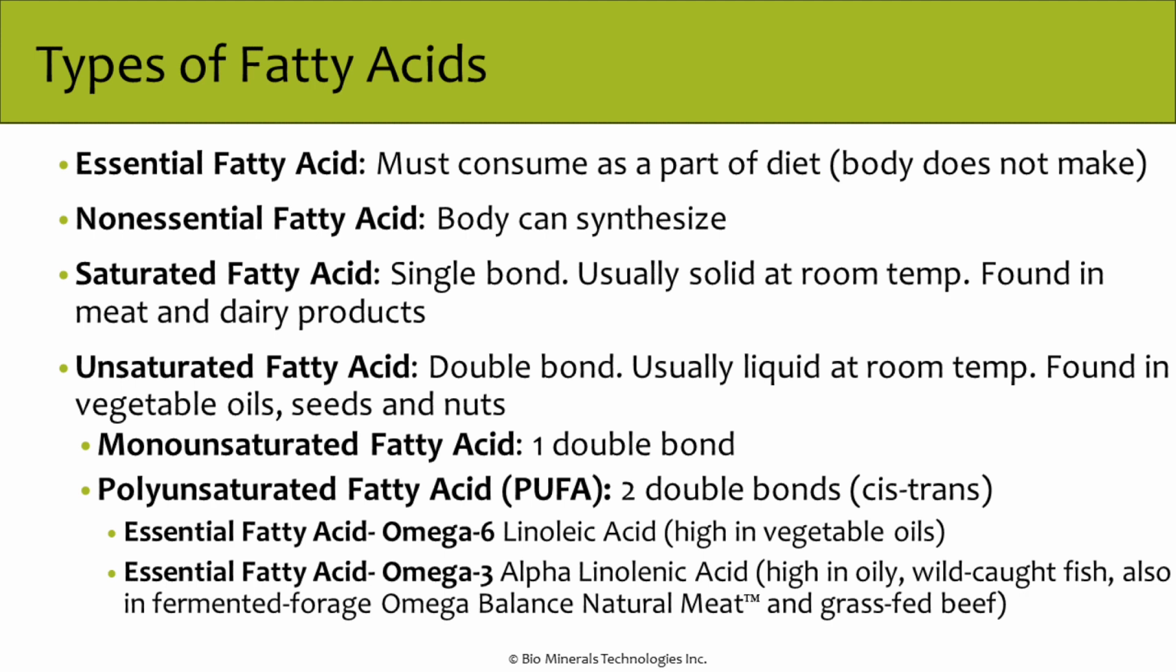Saturated fatty acids possess single bonds. These are usually solid at room temperature, and they're found in meat and dairy products. Unsaturated fatty acids have double bonds. They're usually liquid at room temperature, and these are found in seed oils, vegetable oils, and nuts.